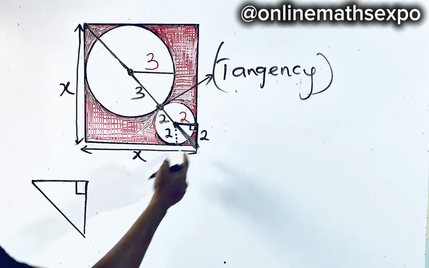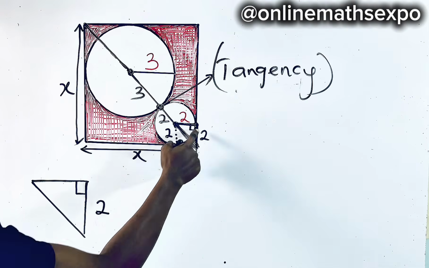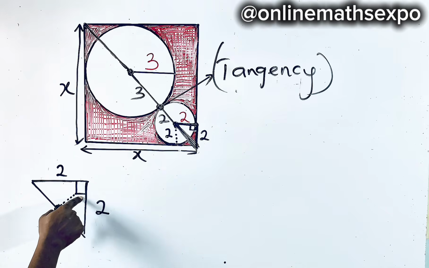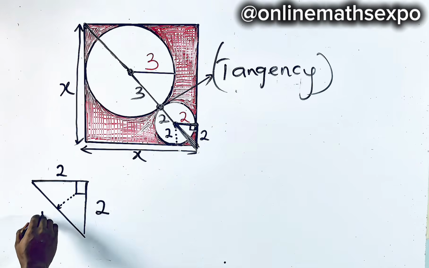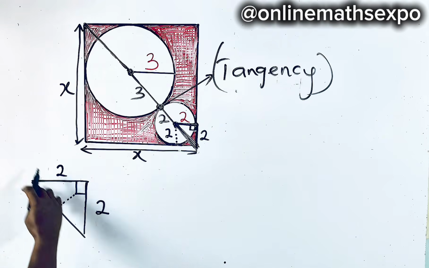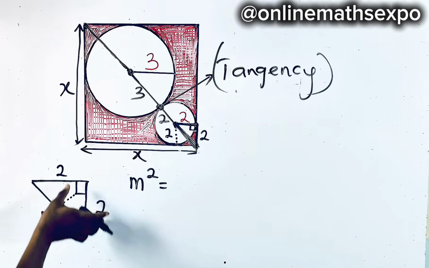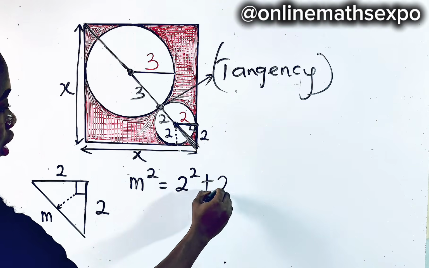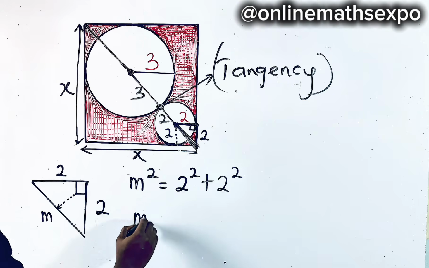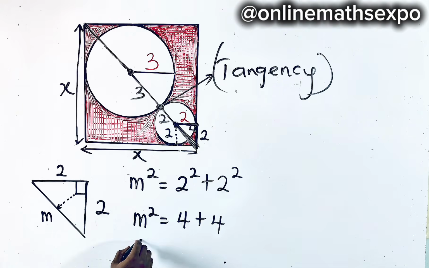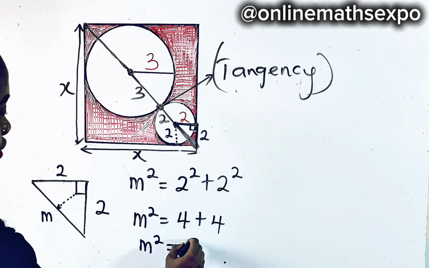It has a right angle here. This length measures 2. From here to here measures 2. So what do we want? We want to find this. And this side is the longest side because it's the side opposite to this right angle. So to get it, let's say it's m, m squared, the square of the longest side, should be equal to the sum of the squares of the 2 legs. So it gives us 2 squared plus 2 squared. So we have m squared is 2 squared, which is 4, plus 4. So m squared, add this, it gives you 8.